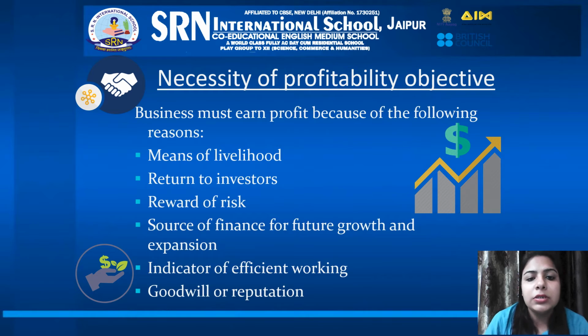Now let us discuss the necessity of the profitability objective. Whenever we talk about a business, we continuously talk about profit earning. That is a basic aim, that is the economic objective of any business. Now, why is it so important to earn profit? Let's see the reasons. First, it is a means of livelihood. Of course, because if you're not earning profits, you cannot survive. Whatever investment you have done, that is your earning, and that is a means of livelihood for you.